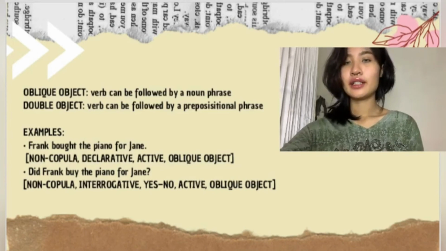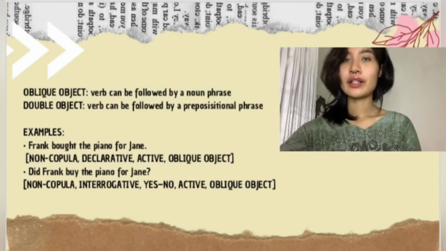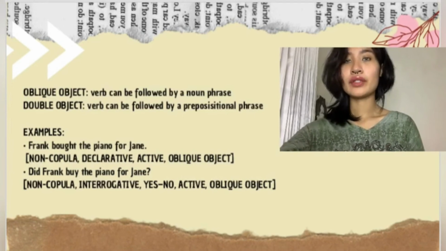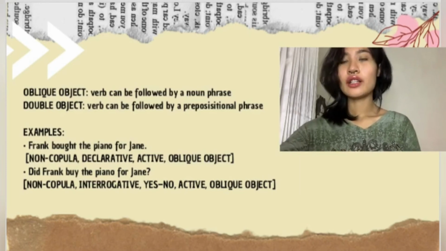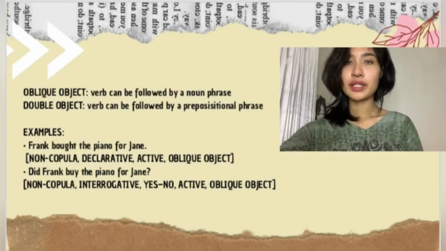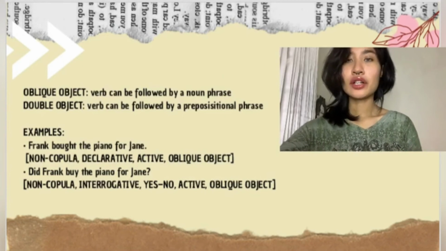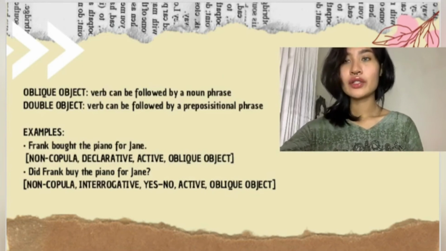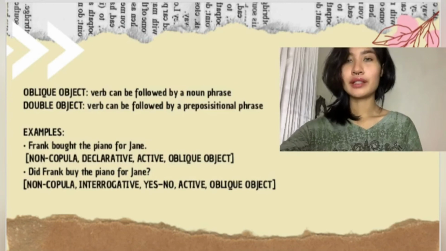There are other examples that I can give you right here. The first example is Frank bought the piano for Jane, which consists of a non-copula, declarative construction, active, and oblique object. The second example is did Frank buy the piano for Jane, which contains a non-copula, interrogative construction, yes or no, active, and oblique object.